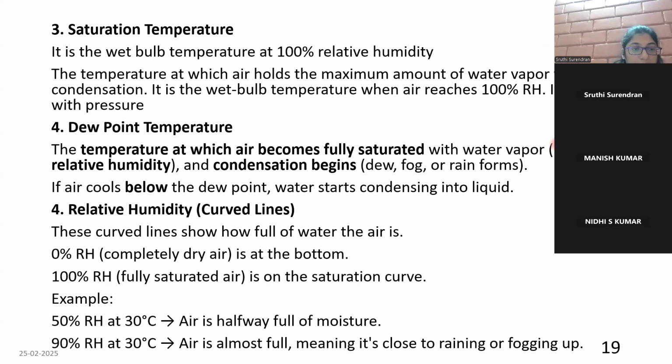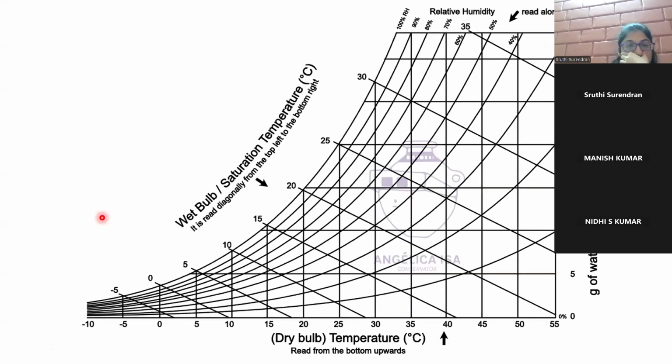And relative humidity over here, the curved lines are the ones that are showing how full the air is with water. So if it is 0% RH, it means that the air is completely dry. There is no water vapor. 100% RH means the air is fully saturated with water vapor. So these are some terms that are there in the psychrometric chart.